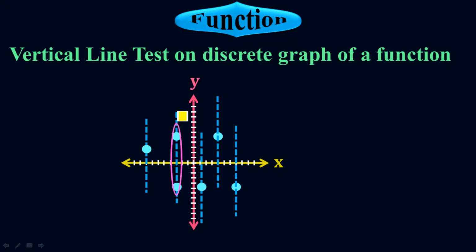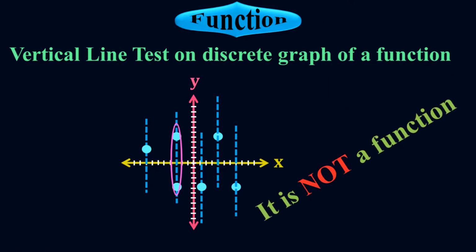But I have a problem with this one. It touches the graph here and then going down all the way and touches it again here. So it passes through 2 points, not a single point. Therefore, it does not satisfy the vertical line test. So I can say that it is not a function.